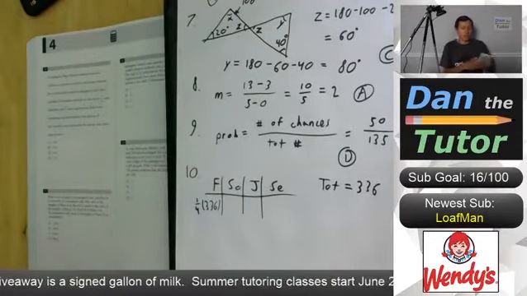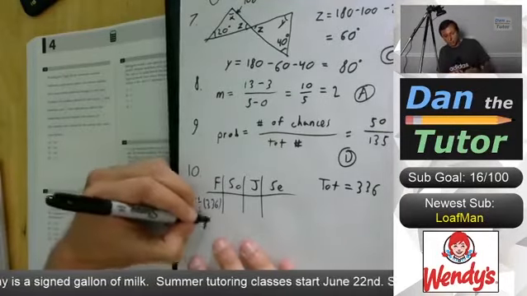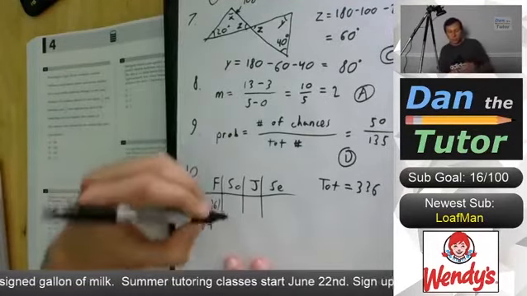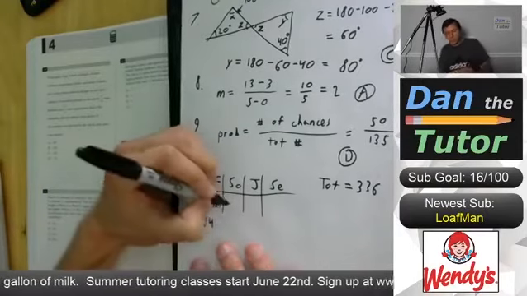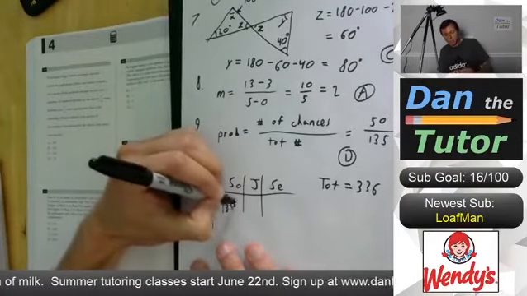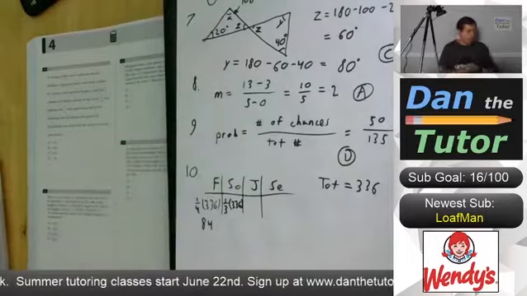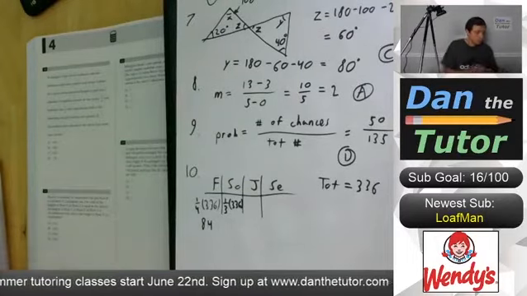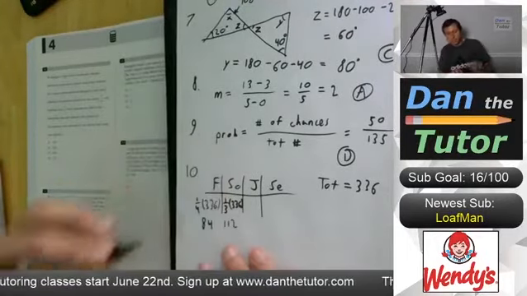336 divided by 4, that'd be 84 people. For sophomores, it's going to be 1/3, it said, so 1/3 times 336, and that's going to be 112.